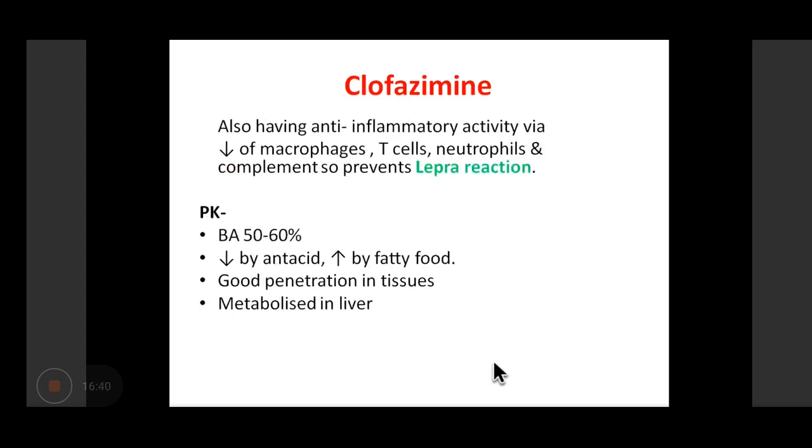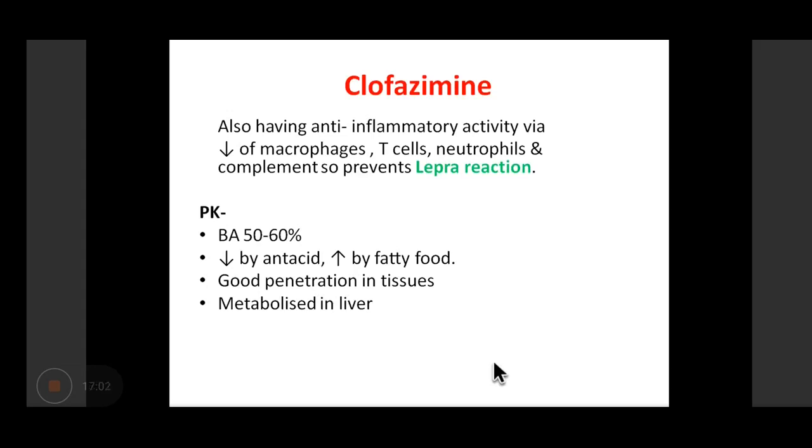Like dapsone, it also has additional anti-inflammatory activity, and the reason may be decreased recruitment of macrophages, T cells, neutrophils, and the complement system. So it is used in prevention of lepra reaction. So we will see lepra reaction 1 and lepra reaction 2, where you can see clofazimine used.